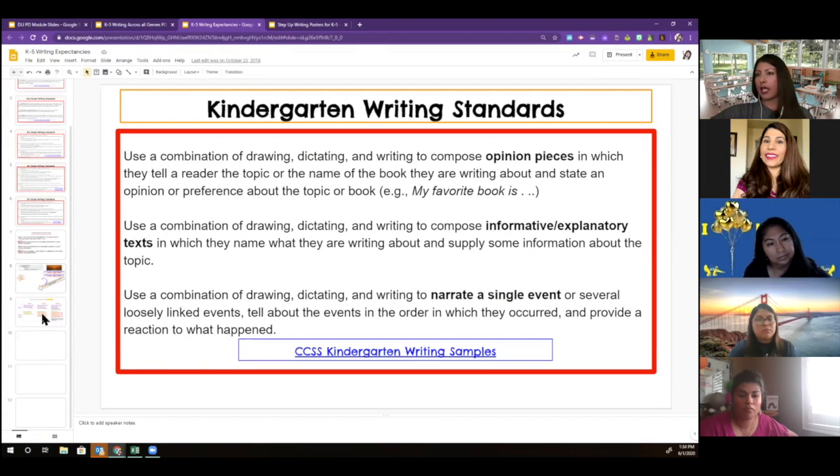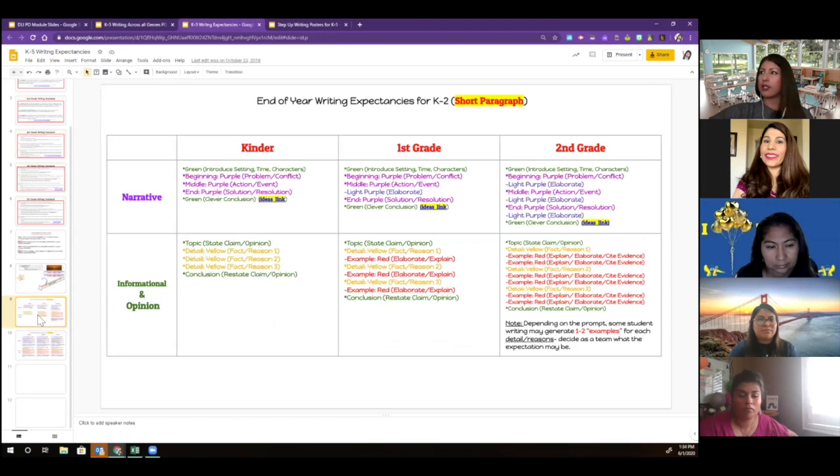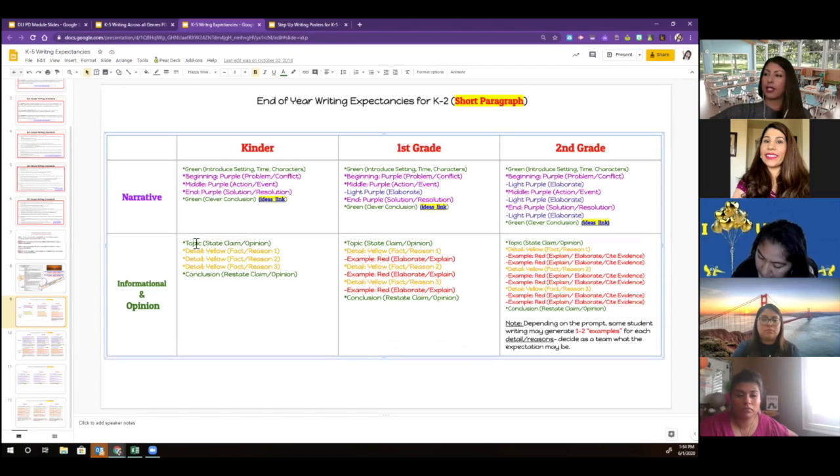Slide 9 will show, sorry, my computer's slow. Slide 9 is going to show what the short paragraphs should look like for kindergarten through 2nd grade. So these would be the sentence expectations for the narrative in kinder, 1st and 2nd. And then these would be the sentence expectations for paragraph for an informational and opinion for kinder, 1st, and 2nd.